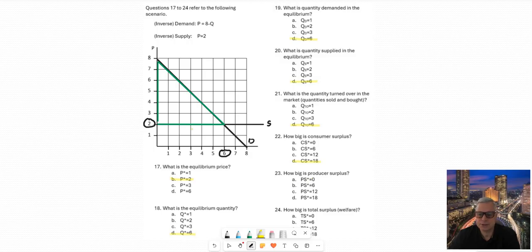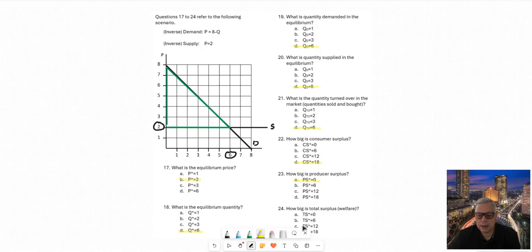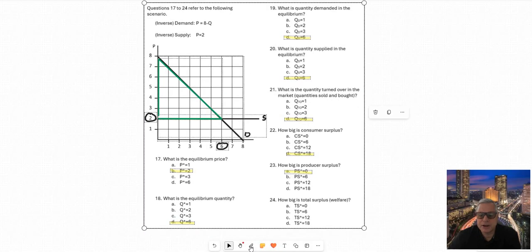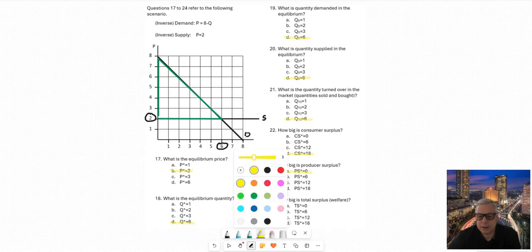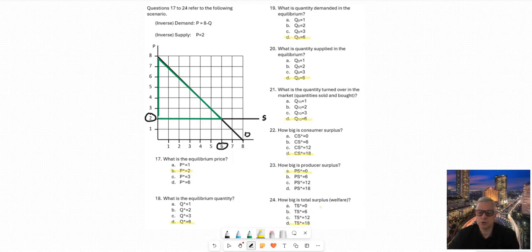Producer surplus is 0, there is no area below the equilibrium price and the supply function, so the producer surplus is 0, and total welfare is then also 18, which is everything just consumer surplus. So consumer surplus is equal to total surplus.